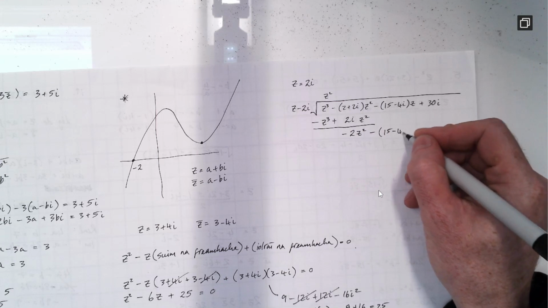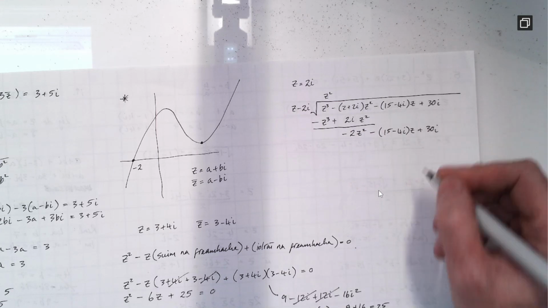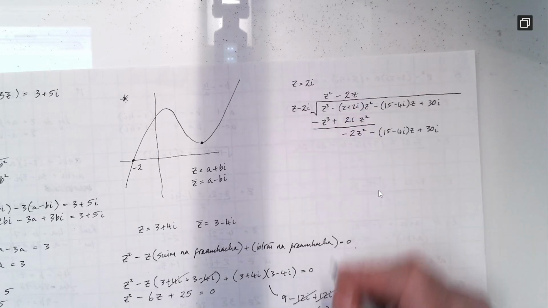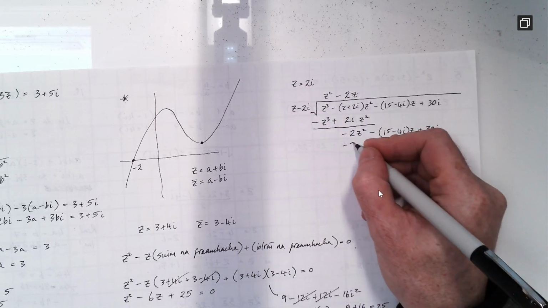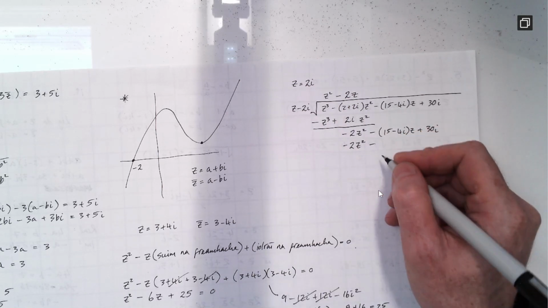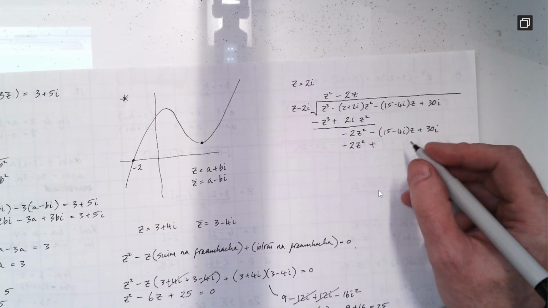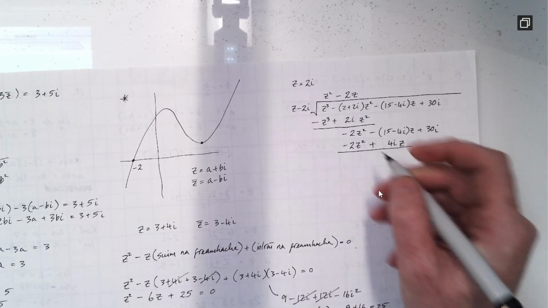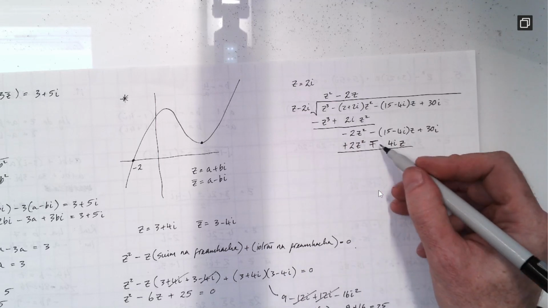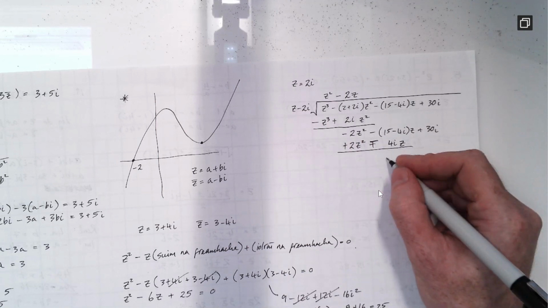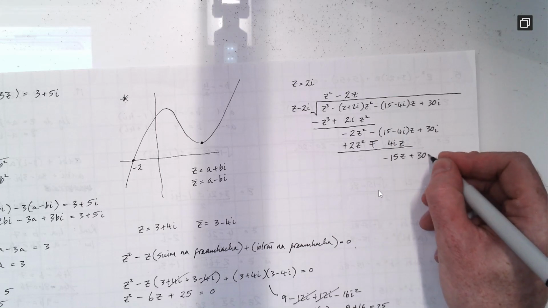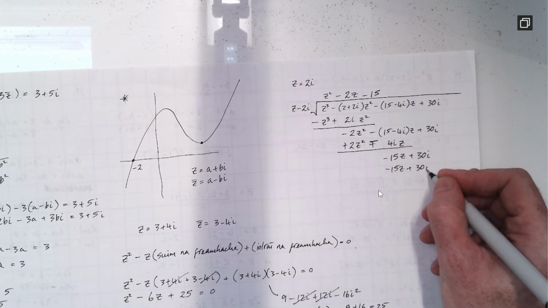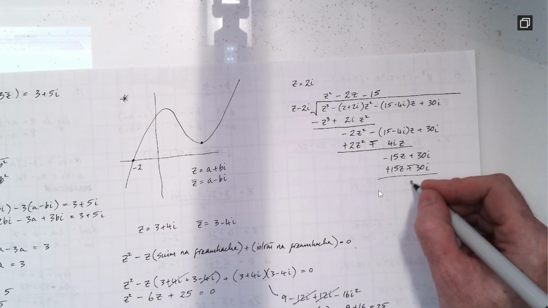Then for the z terms: minus 4 z minus 2i z, minus minus 4i z, so the 4i terms cancel and we get minus 4z, then plus 30i. Add in the signs and it comes to 0.